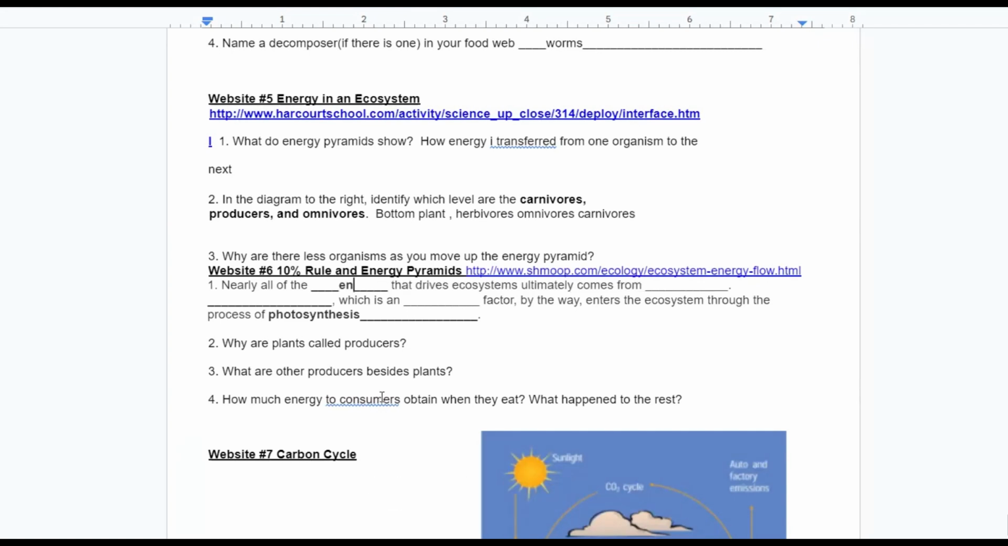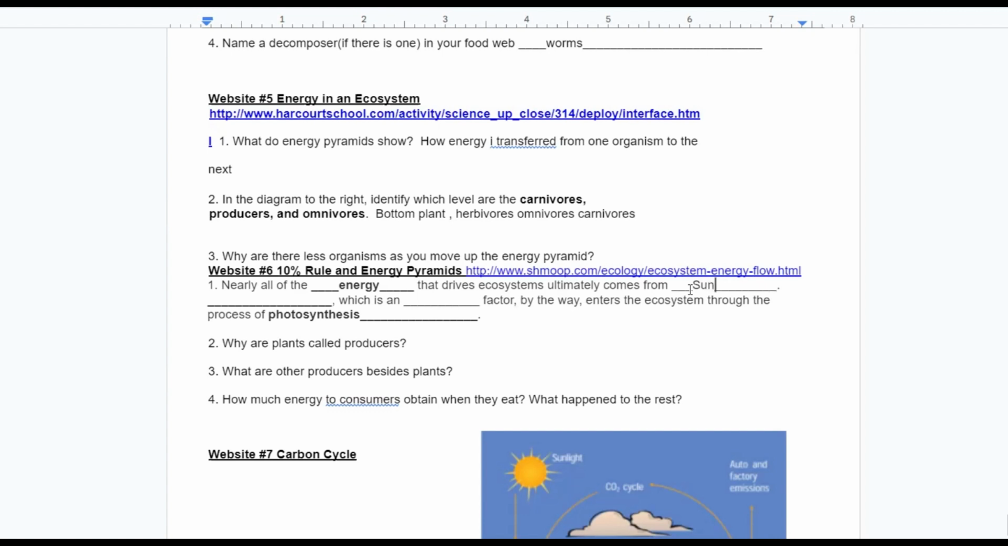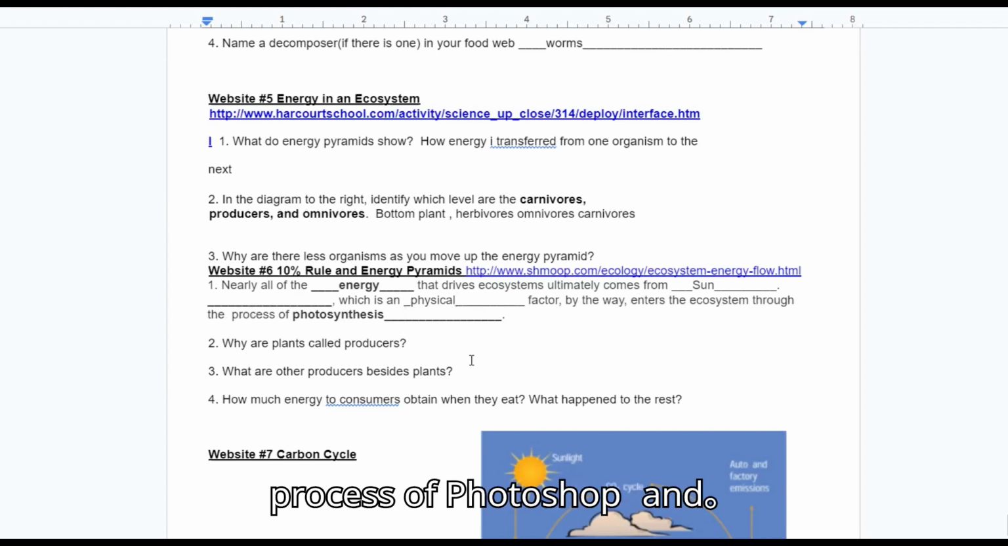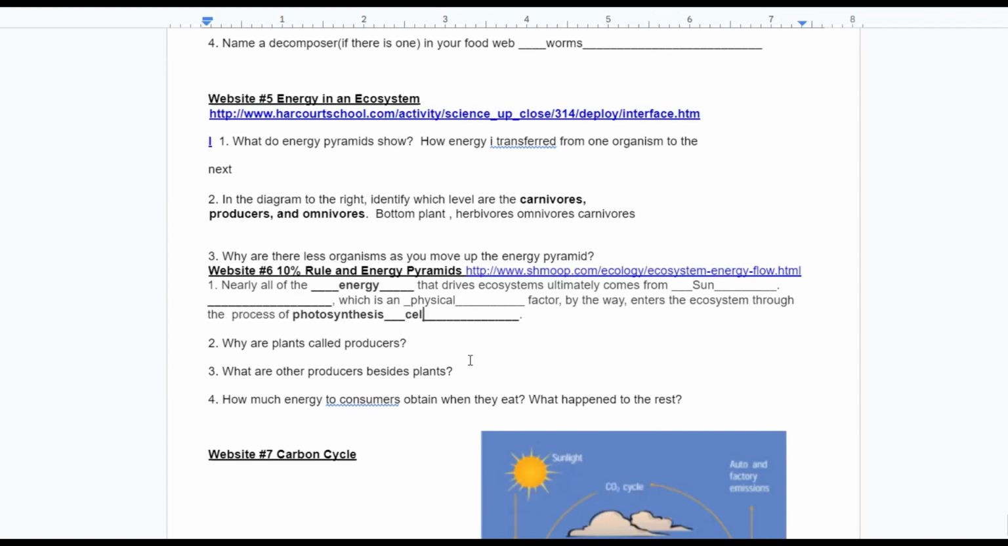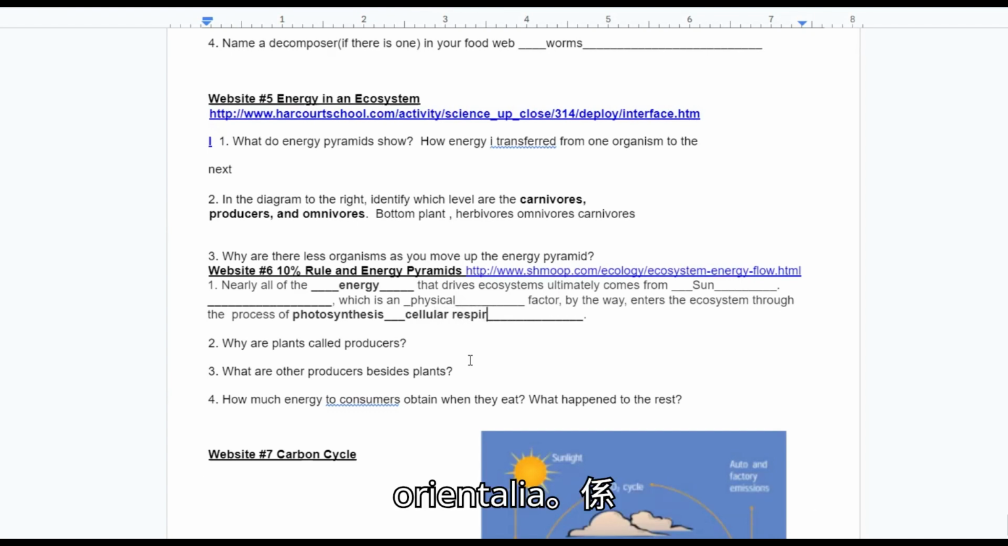Energy that drives ecosystems only comes from the sun, which is a physical factor, entering the ecosystem through the process of photosynthesis and cellular respiration. We learned about that earlier in the year.